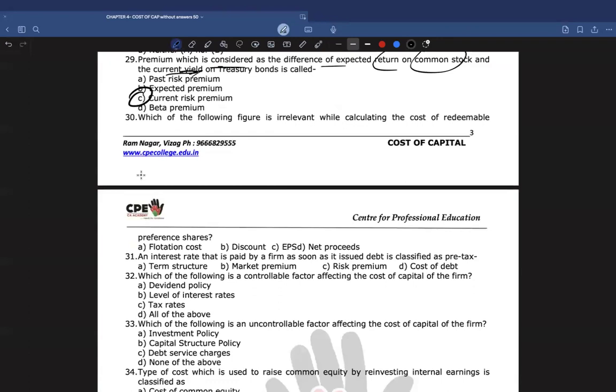Then which of the following figures is relevant while calculating the cost of redeemable preference shares? When calculating redeemable preference shares, which of the following is irrelevant? EPS is relevant for Ke but not for Kp. So for redeemable preference shares, EPS is irrelevant.